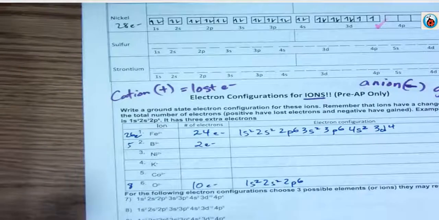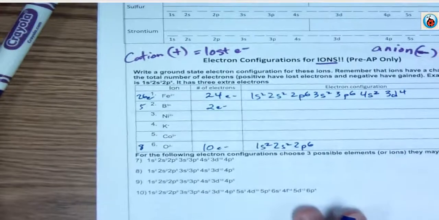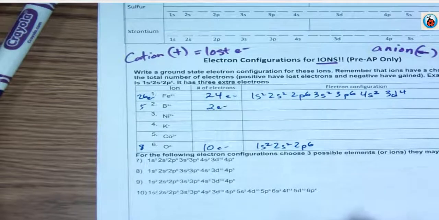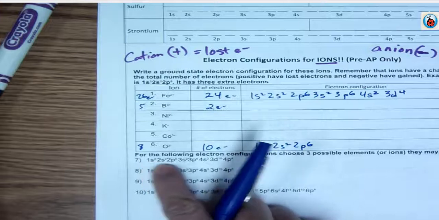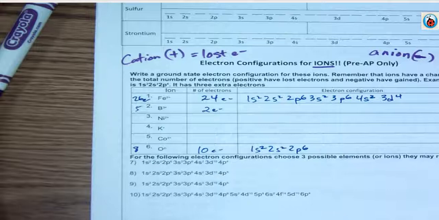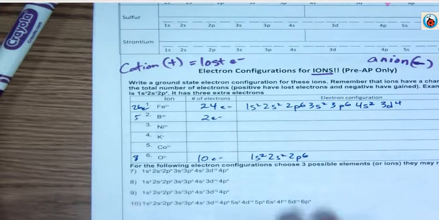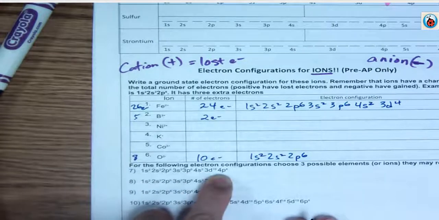So complete this page as well. You'll be just fine. And then this next one, 7 through 10. It's fairly simple. It may look a little weird, but it's fairly simple. So 1s2, 2s2, 2p6, 3s2, 3p6, 4s2, 3d10, 4p6.